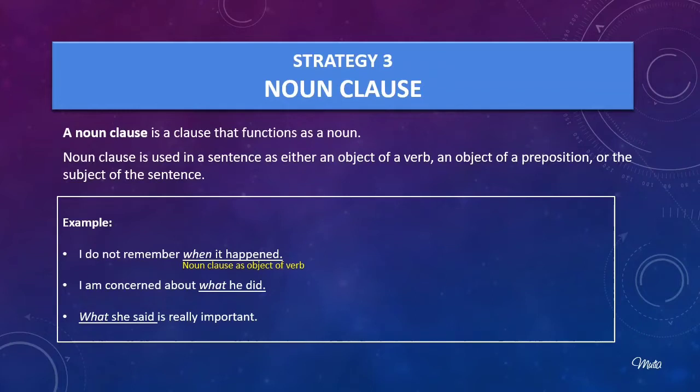The second example, I'm concerned about what he did. The noun clause what he did is the object of the preposition about. The third example, what she said is really important. The noun clause what she said is the subject of this sentence. What she said is really important.